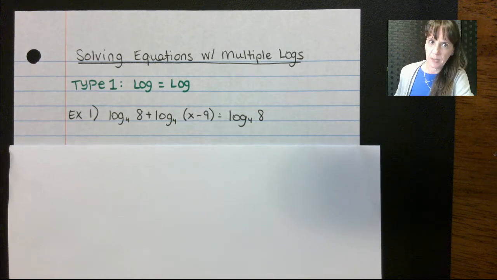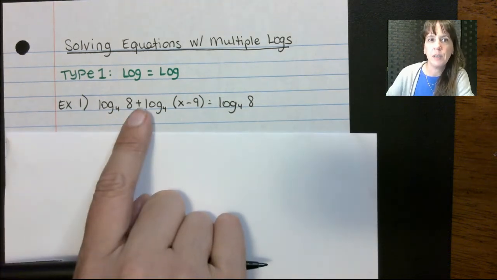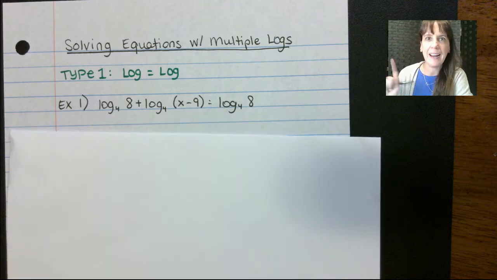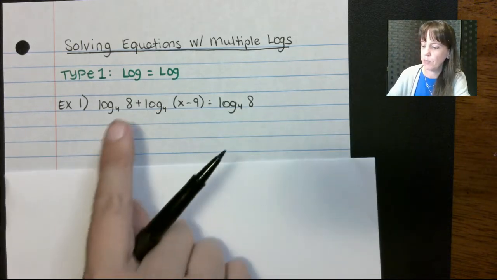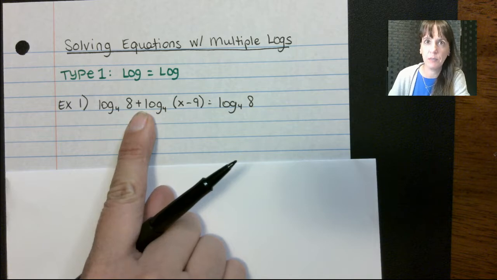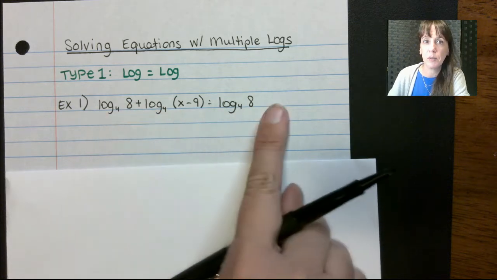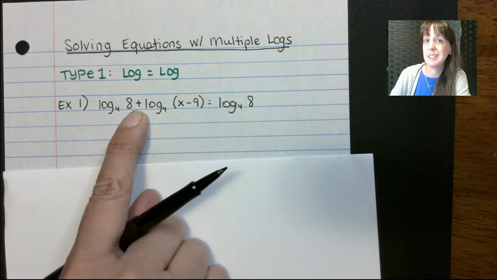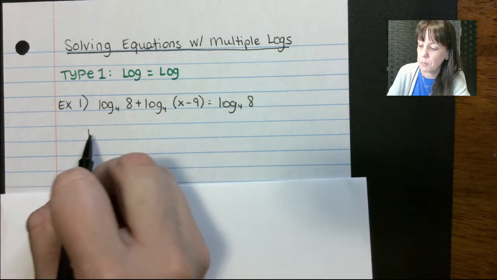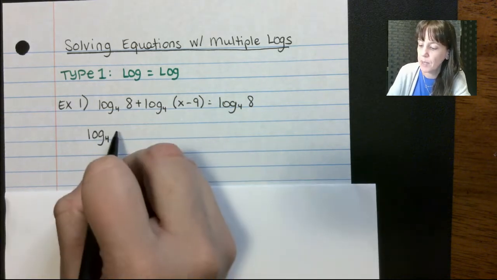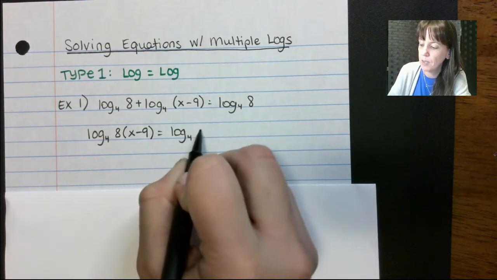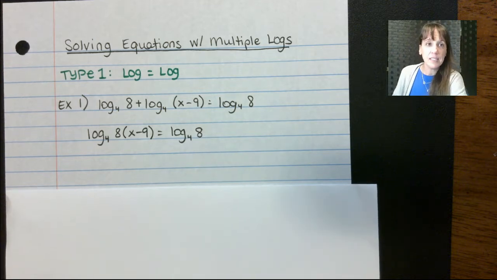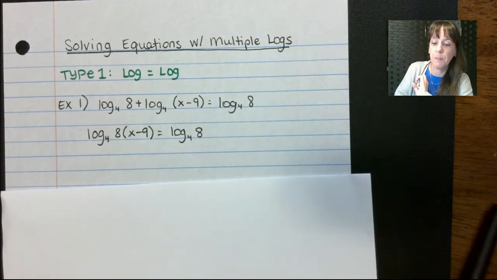Well, here's our first example. You'll see that we have log plus log equals log. We can't have that. What we have to have is exactly one logarithm on both sides. So we want to use our rules of logarithms to simplify this down. Remember, addition is really multiplication. So to compress this down, we would have log base 4 of 8 times x minus 9 equals log base 4 of 8. So now we have exactly one logarithm on both sides.